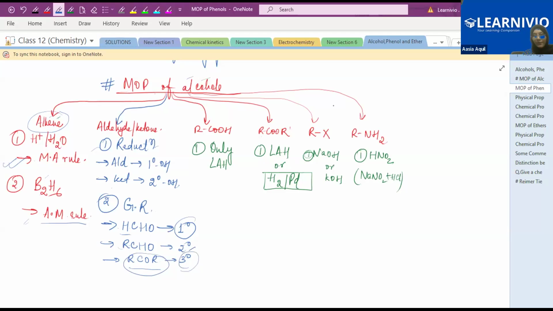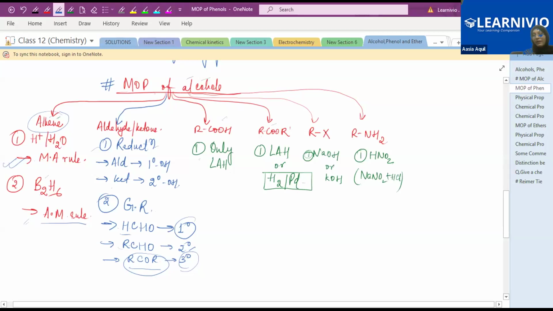Now the third one, carboxylic acid. Only LiAlH4. You will use lithium aluminium hydride to reduce the carboxylic acid. Only lithium aluminium hydride has the ability to reduce a carboxylic acid to the corresponding alcohol. Next one, ester. Two things you can use as a reducing agent: lithium aluminium hydride, or catalytic hydrogenation, H2 in the presence of any catalyst, palladium, nickel, or platinum.